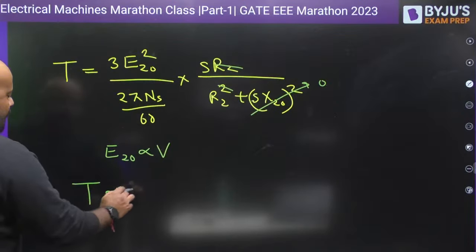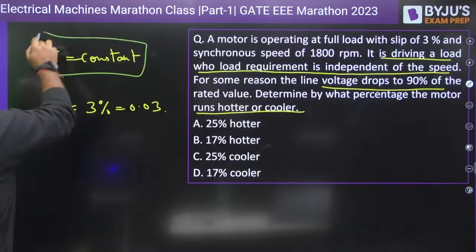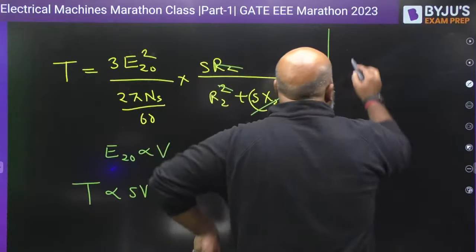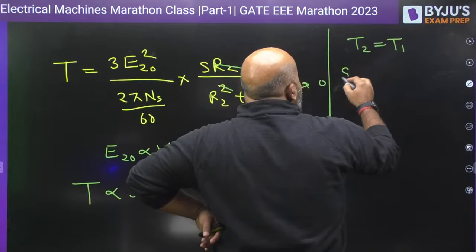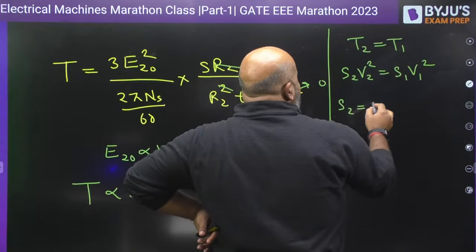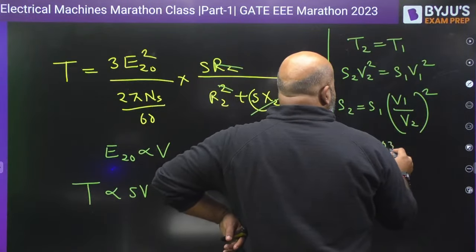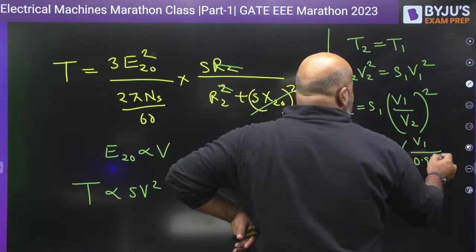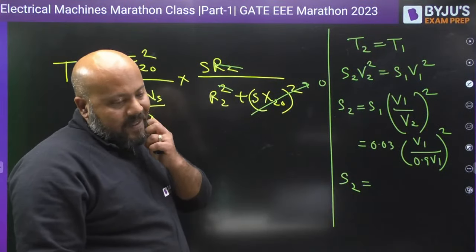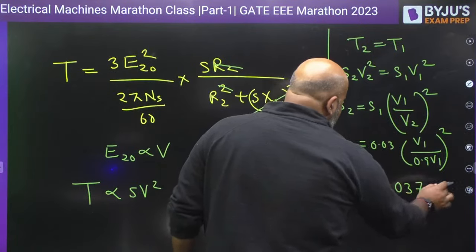So can I say torque is directly proportional to slip times voltage square? Yes or no? Now you are saying, sir, torque is constant. Torque constant means what? T2 is equal to T1. So S2 V2 square is S1 V1 square. So what is S2? It is S1 times V1 upon V2 whole square. S1 is 0.03, this is V1, and V2 is 0.9 V1. This is what you find as slip for the second case. As per my reference, you must be getting the slip for the second case as 0.037.